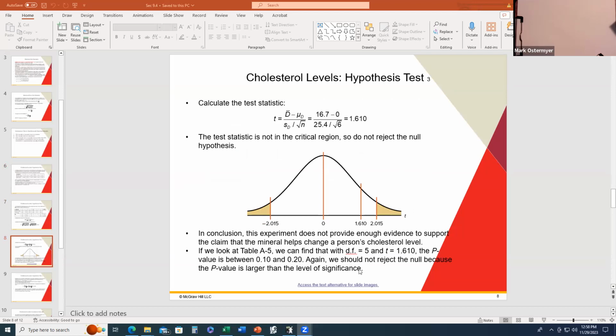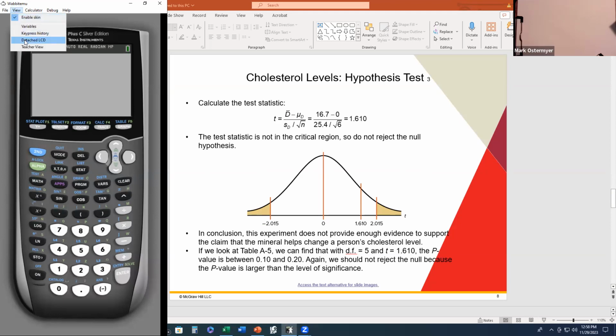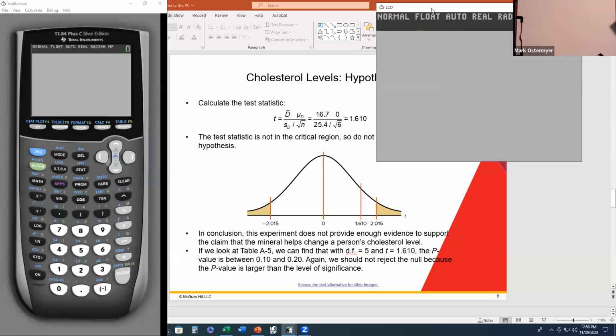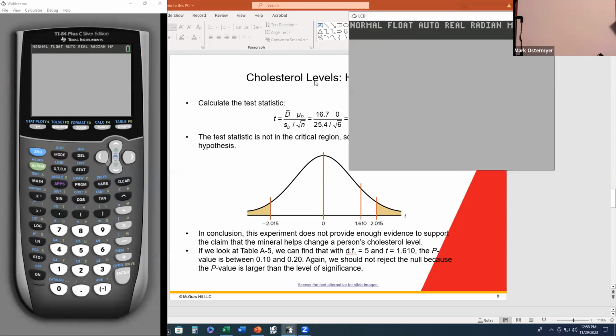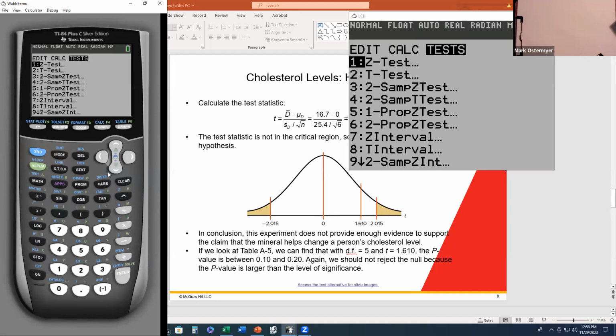And we could have also conducted this test on our calculator directly. And we don't need any special function this time around, because it's just a t-test, ladies and gentlemen. That's all it is, an ordinary t-test. So we would go to Stat, go to Tests. We would select the t-test.